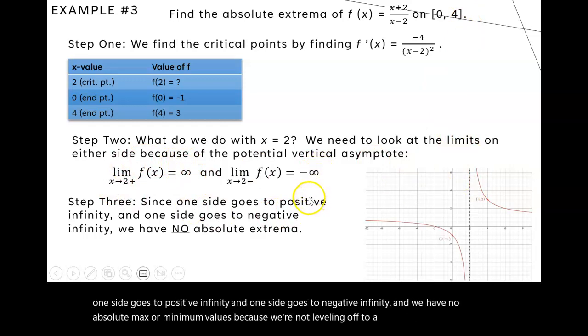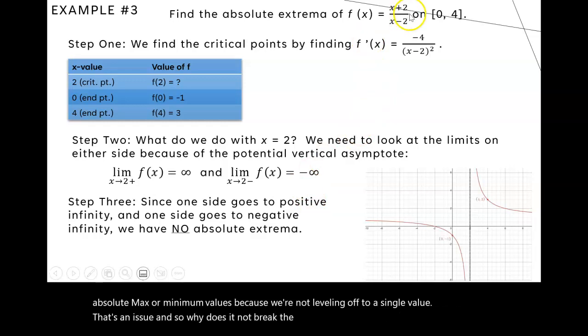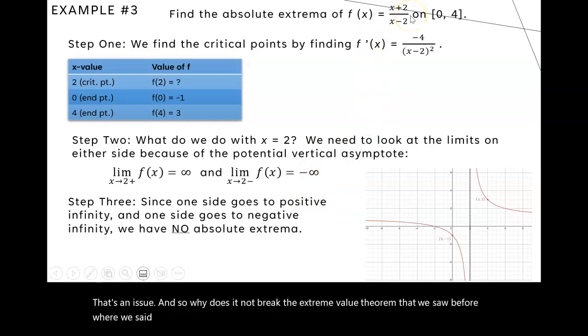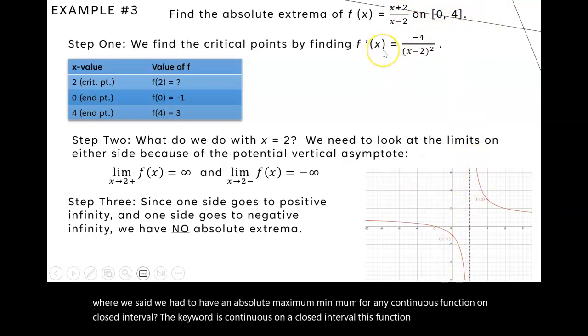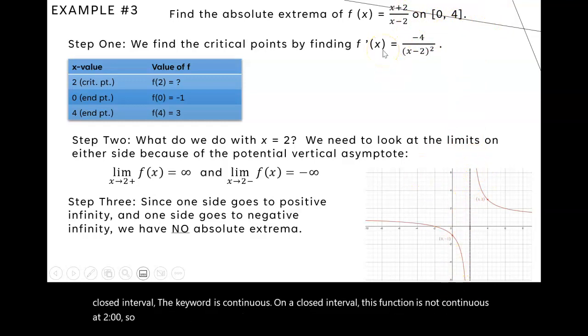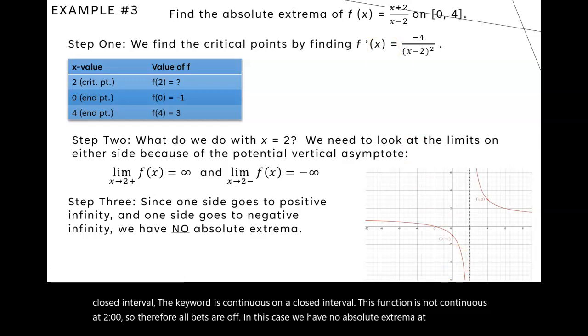Well, that's an issue. And so why does that not break the extreme value theorem that we saw before, where we said we had to have an absolute max and minimum for any continuous function on a closed interval? The key word is continuous on a closed interval. This function is not continuous at 2, so therefore all bets are off. In this case, we have no absolute extrema at all because the continuity condition is not satisfied.